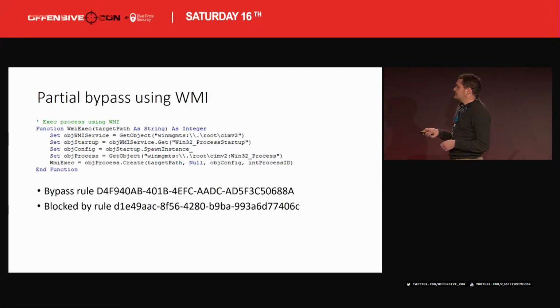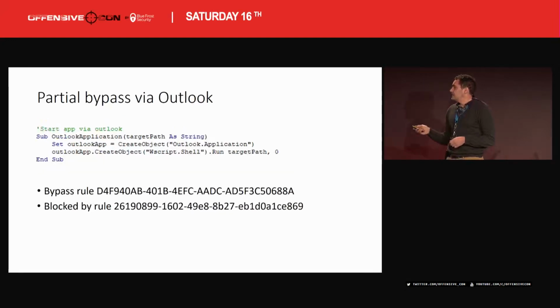Well, this is not new, and this is already used in the wild sometimes. The problem is this is blocked by the rule which blocks WMI. So it's only a partial bypass. Another partial bypass is using an Outlook object. So it bypasses the Office application rule, but it's blocked by the Office communication rule. So this doesn't work either.